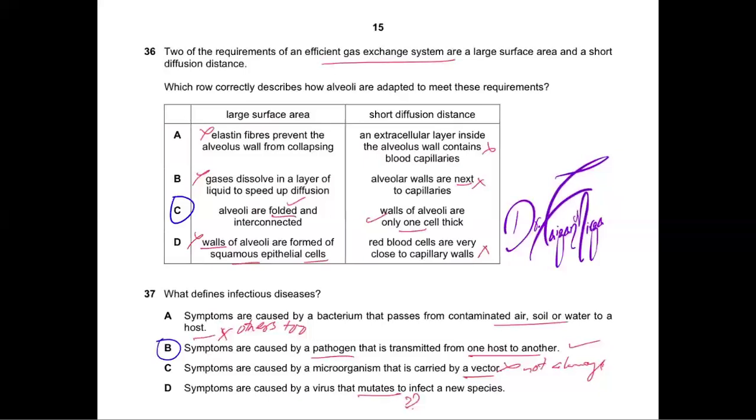Two requirements of an efficient gas exchange system are listed: surface area and short distance. Which will correctly describe how alveoli are adapted to meet these requirements? We have to restrict ourselves for this answer to the gas exchange system and the alveoli, and not go to the cardiovascular changes associated with the adaptations. So the large surface area of the alveoli is because alveoli are folded and interconnected. And the short distance is because the walls of alveoli are only one cell thick. The other options do not comply with gas exchange and the alveoli; rather they are adaptations of the cardiovascular system.